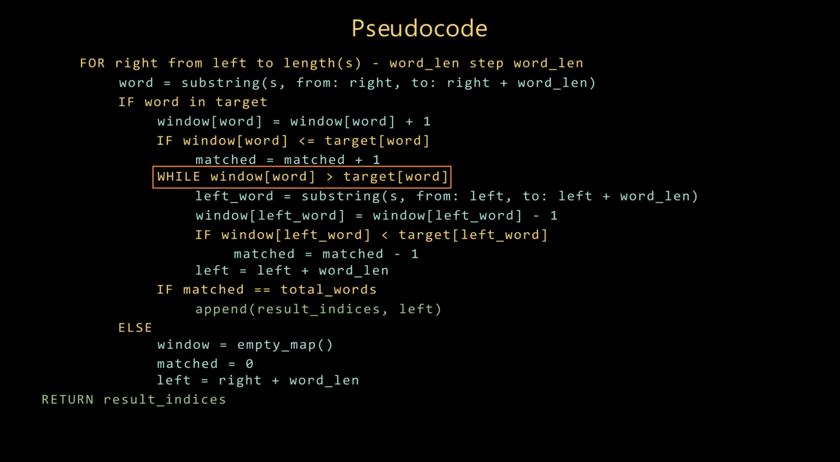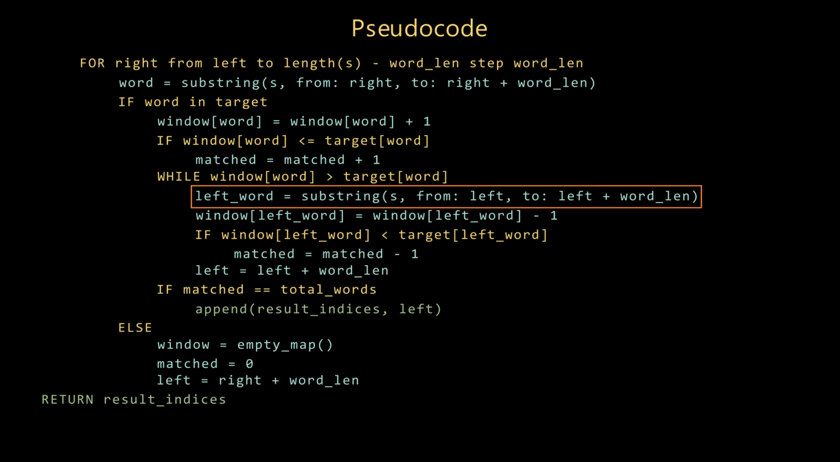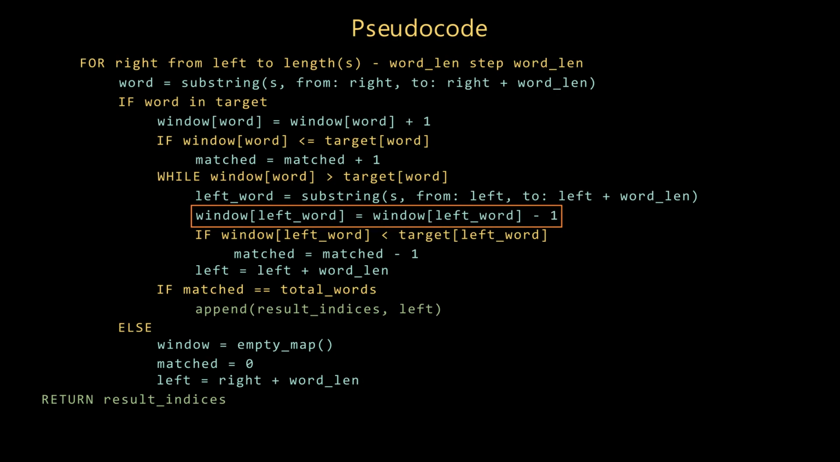If this copy is still within the target allowance, increment the matched counter. While the window holds too many copies of this word, read the word leaving from the left edge. Decrement its count in the window map. If the evicted word was contributing to matched, decrement matched. Advance left by 1 full word. When matched equals the required word count, record the left pointer as a valid start index.